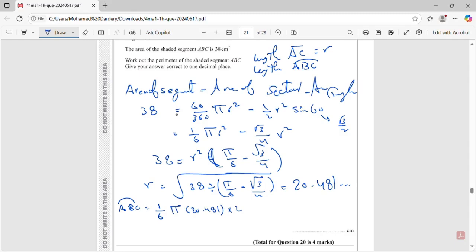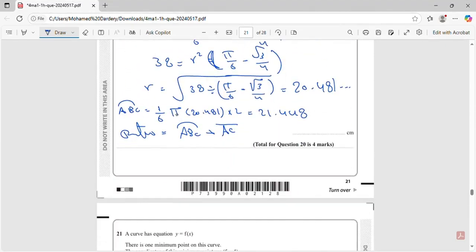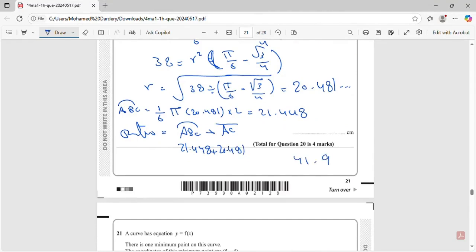Okay, so this will lead me to the final answer for the arc ABC, which will be 21.448. After that, I have to find the perimeter. To figure out the perimeter, it will be the arc ABC plus AC as a side. After I add both together, it will be 41.9.